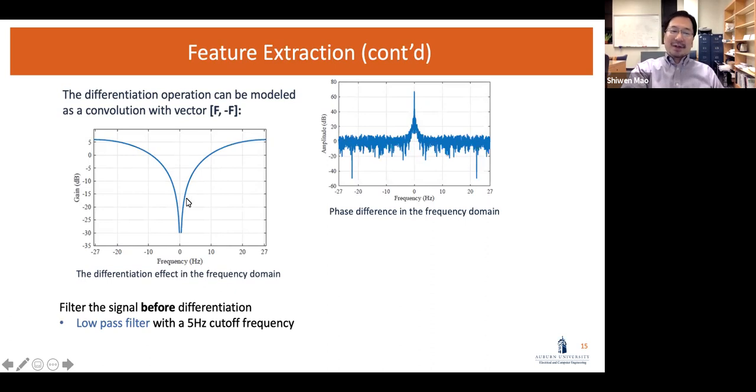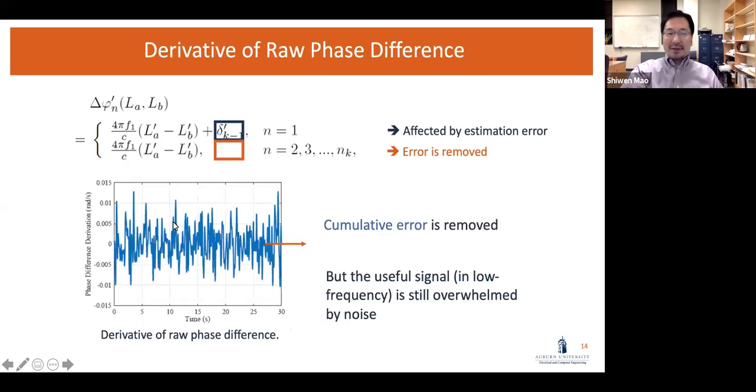But when we take the derivative of the phase difference, the differentiation operation is actually equivalent to a convolution with a vector of f and minus f. In the frequency domain, this corresponds to a high pass filter. So basically, by doing this, we filter out all the useful information hidden in this spike close to 0 Hertz frequency. That's why we get something like this.